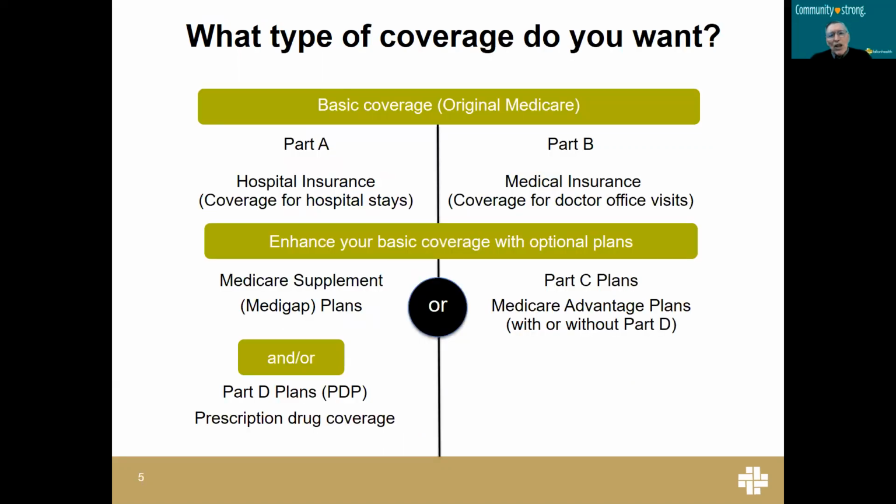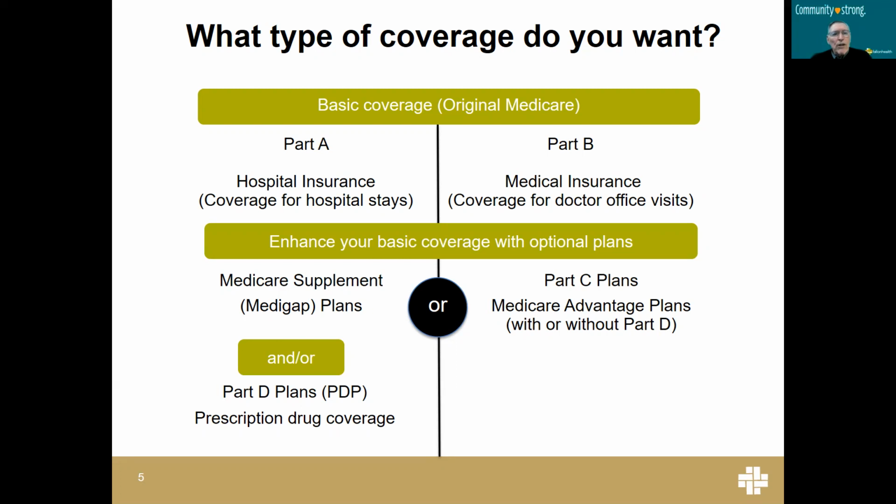When you become eligible for Medicare, you can choose the way you receive your coverage. Medicare consists of the different parts, and each part provides different coverage. So it's important to think about the type of coverage you may want or need now and in the future.